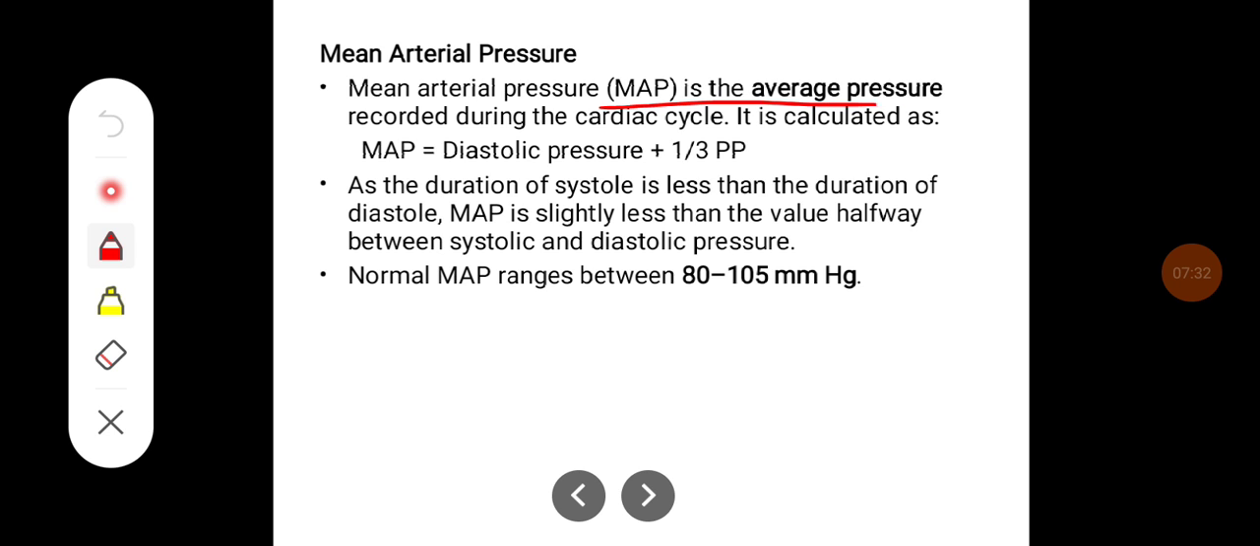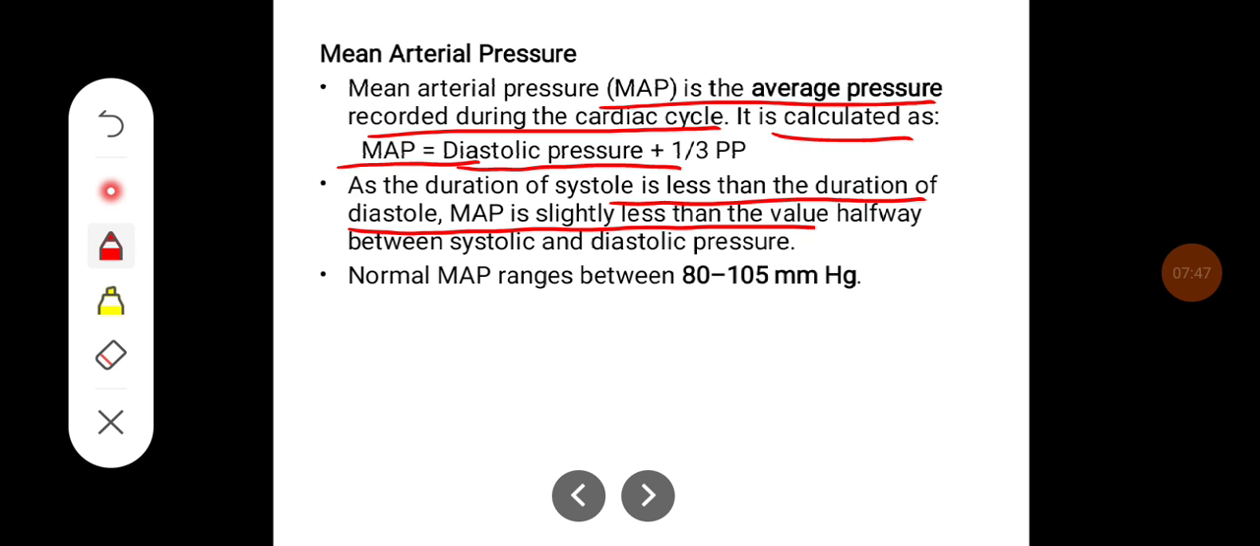Mean arterial pressure is the average pressure recorded during the cardiac cycle. It is calculated as mean arterial pressure equals diastolic pressure plus 1/3 of the pulse pressure. As the duration of systole is less than the duration of diastole, MAP is slightly less than the half value between the systolic and diastolic blood pressure.